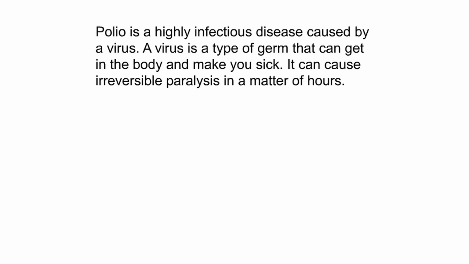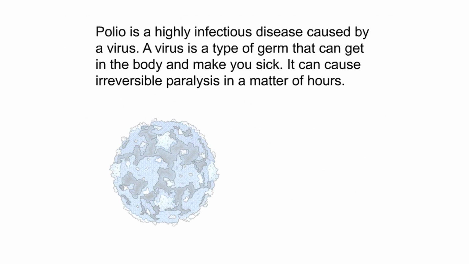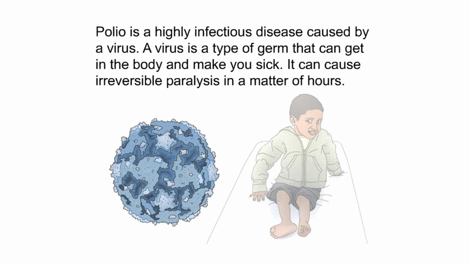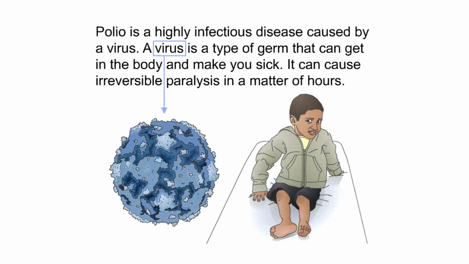Polio. Polio is a highly infectious disease caused by a virus. A virus is a type of germ that can get in the body and make you sick. It can cause irreversible paralysis in a matter of hours.